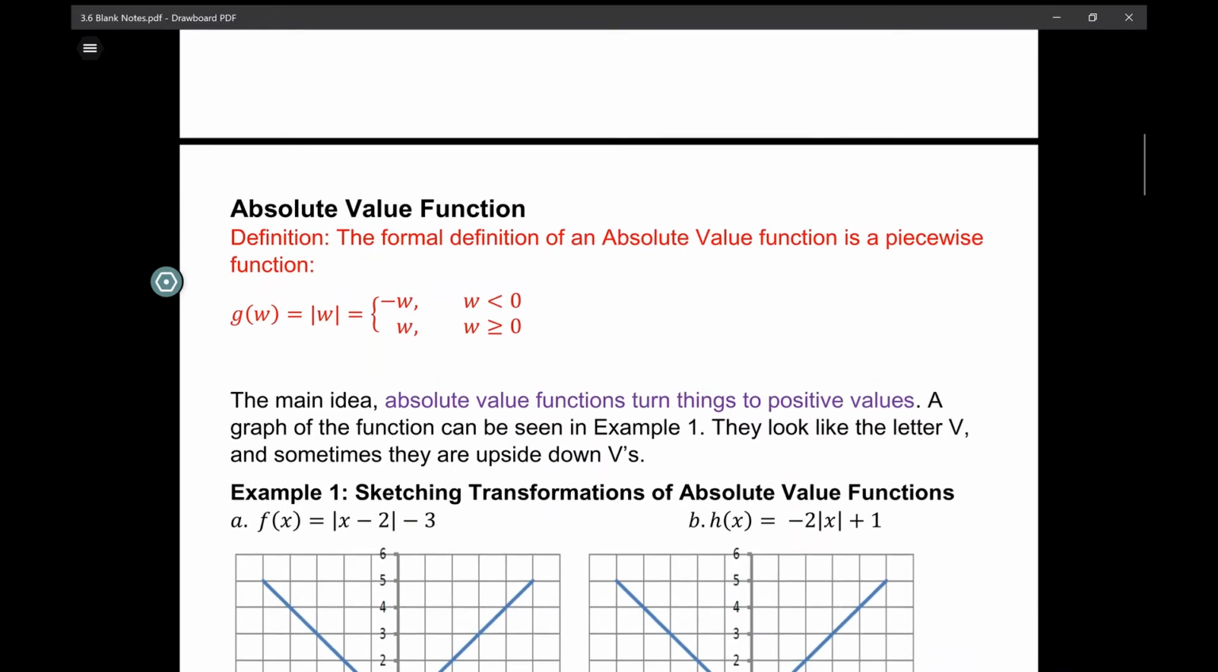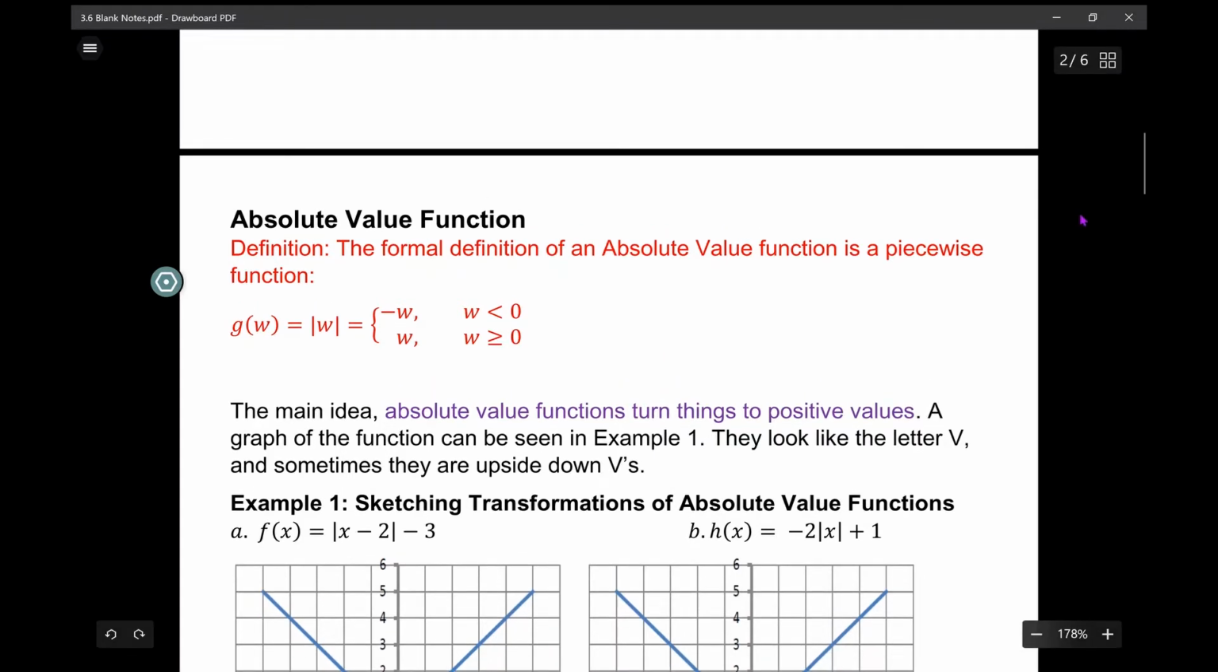First, let's define an absolute value function. One way we can define an absolute value function is using a piecewise function. So here's my piecewise function, g of w equals, and these two bars mean absolute value of w. That's what the two bars mean, absolute value. And it's defined to be minus w if w is less than 0, or just w itself if w is greater than or equal to 0.